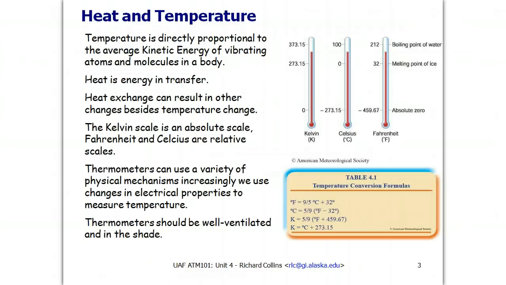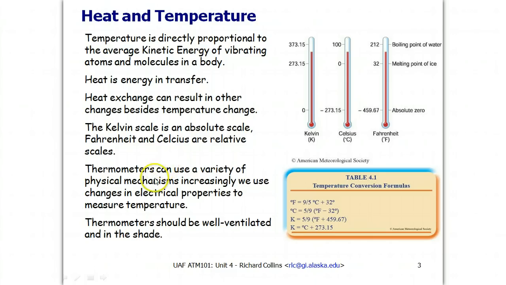Temperature is the measure of the average kinetic energy of the atoms and molecules of a substance. Heat is energy being transferred. We can measure temperature on several scales. The Kelvin scale is an absolute scale where 0 Kelvin, corresponding to minus 273 Celsius or minus 460 degrees Fahrenheit, corresponds to the temperature when the atoms and molecules are at rest and have no kinetic energy. This is the lowest temperature that we can achieve, and it's called absolute zero.